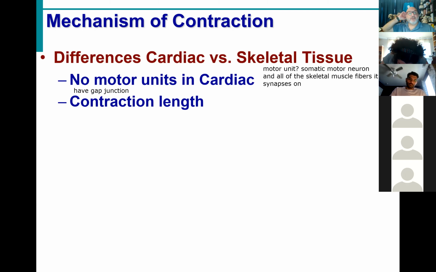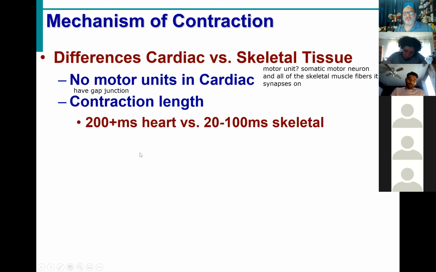Now, you guys hit on some other big differences between cardiac and skeletal muscle. The length of the contraction is dramatically different. Remember, skeletal muscle cells can be as fast as 20 milliseconds to as long as 100 milliseconds for the contraction. But a heart muscle's contraction is over 200 milliseconds. Why do we want a much longer contraction in our cardiac muscle cells? You pump more blood? Right, it makes it a more efficient pump.